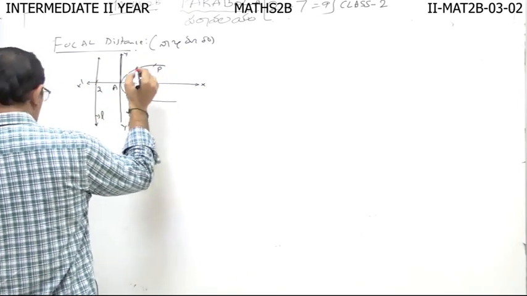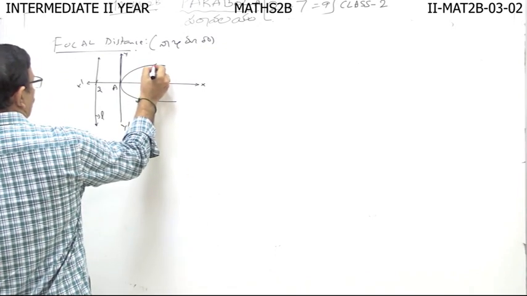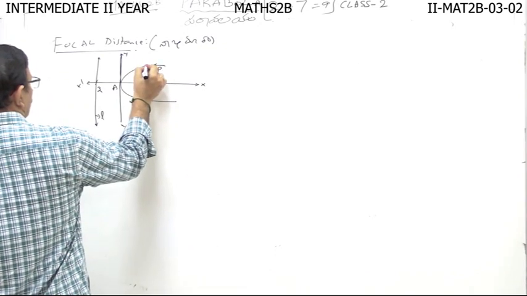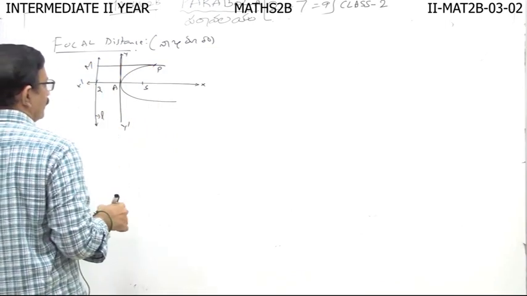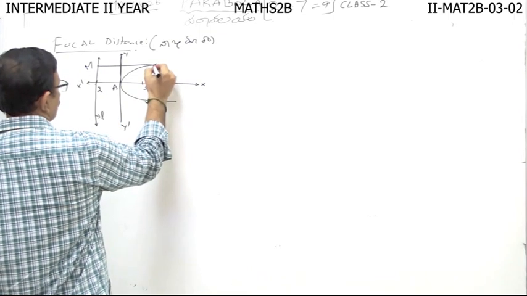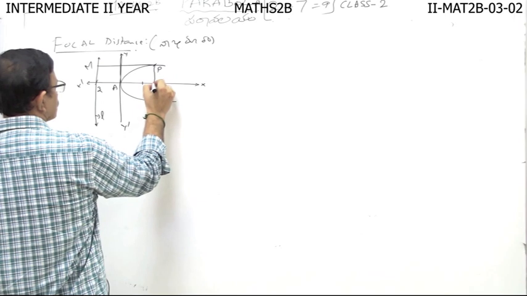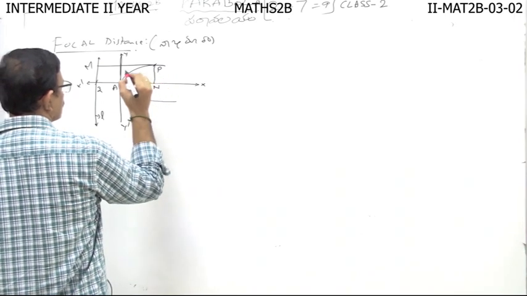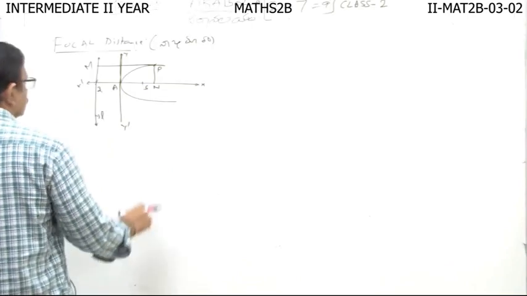Now this is a point P we are taking on the parabola. From this point you draw one perpendicular to the directrix. Let us take the distance as PM. This we have already defined. Next, you draw one perpendicular from this point P to the axis. Let us take this distance as PN.